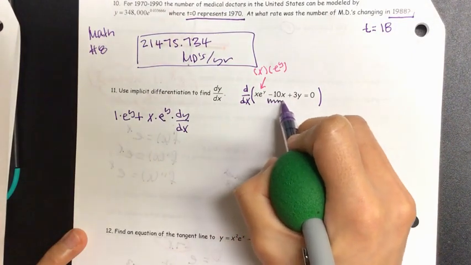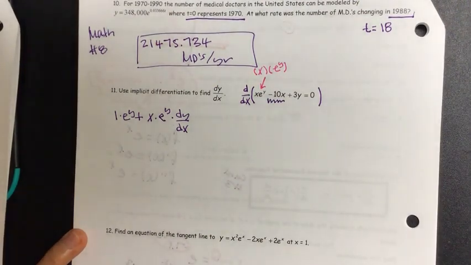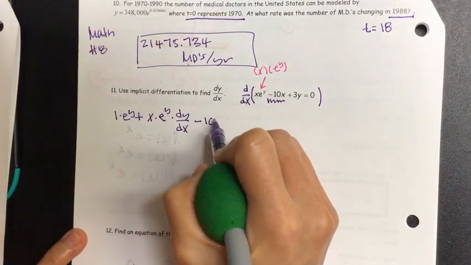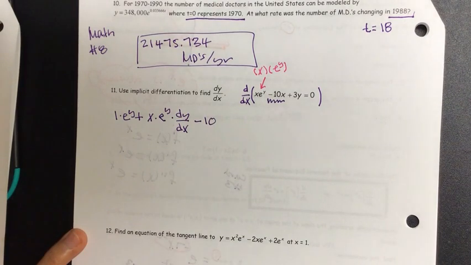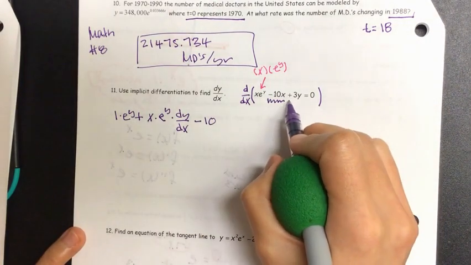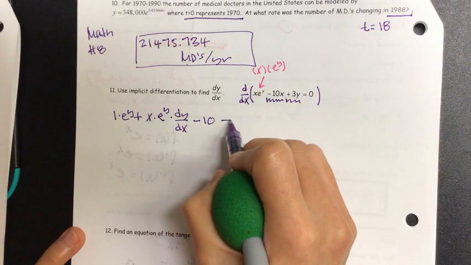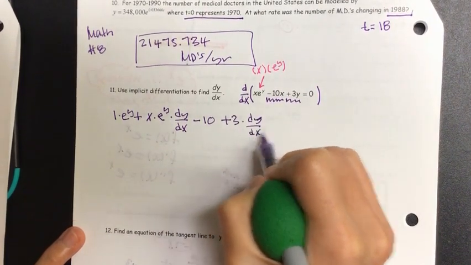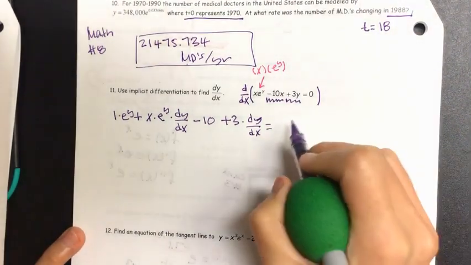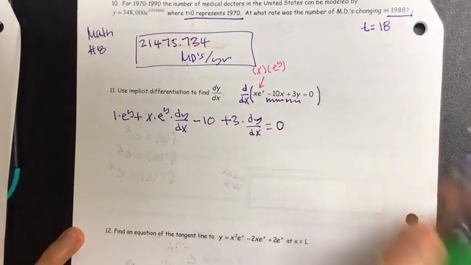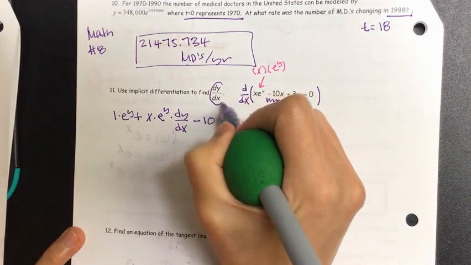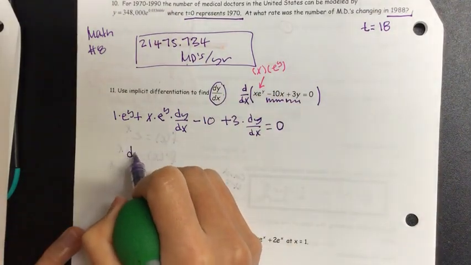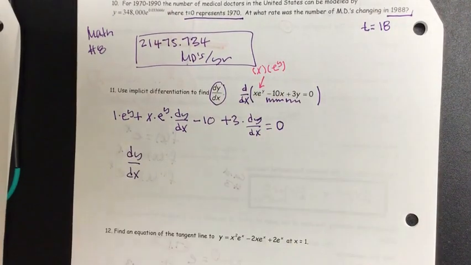Now let's go to our second part. What is the derivative of negative 10x? Negative 10. And that was with the x, so I don't need anything after. What is the derivative of 3y? 3 dy over dx. And we know the derivative of the constant on the outside is always 0. My goal is to make dy over dx by itself.